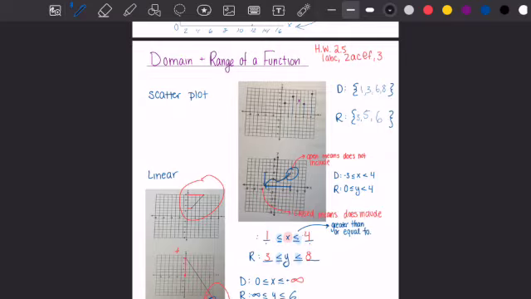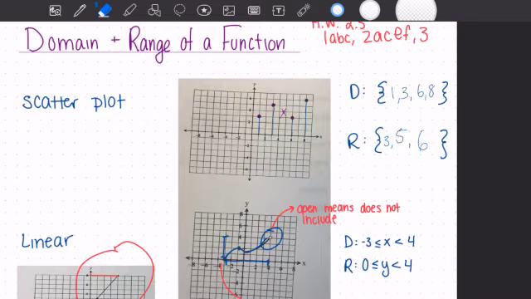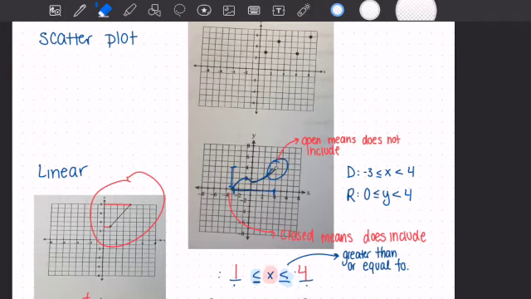Okay, so today we're going to talk about domain and range of a function and how we can identify those. And so here I've got some things already written out, so I'm just going to erase it so that we can restart things here.